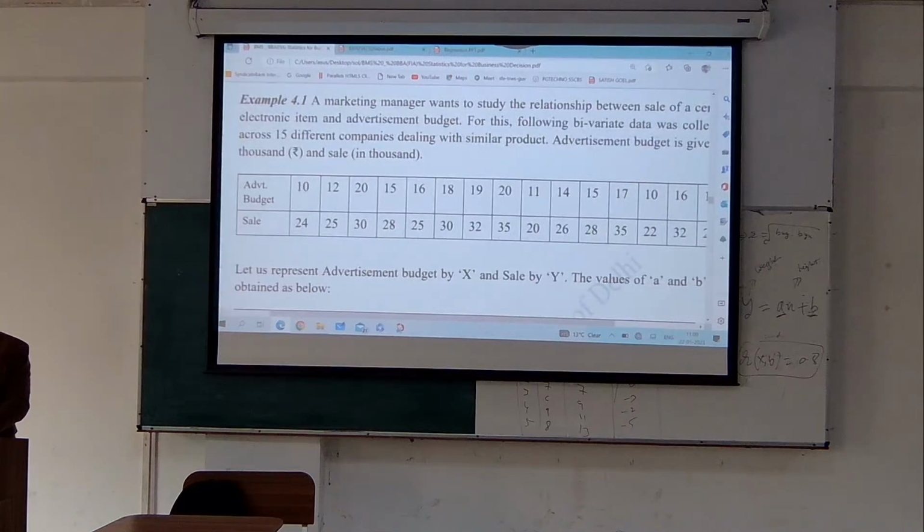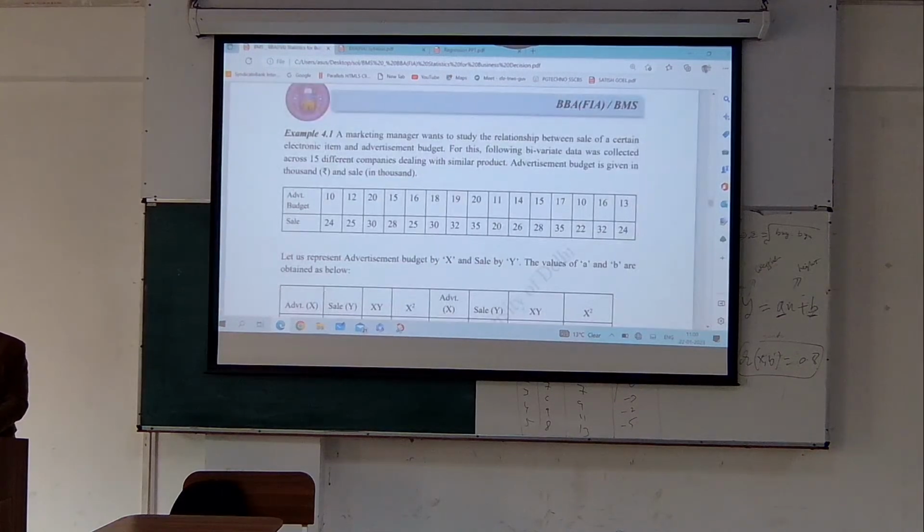Now suppose you have this problem: you want to study the relationship between the sale of a certain electronic item and the advertisement budget. So you have the bivariate data of 15 different companies who are dealing with a similar product.